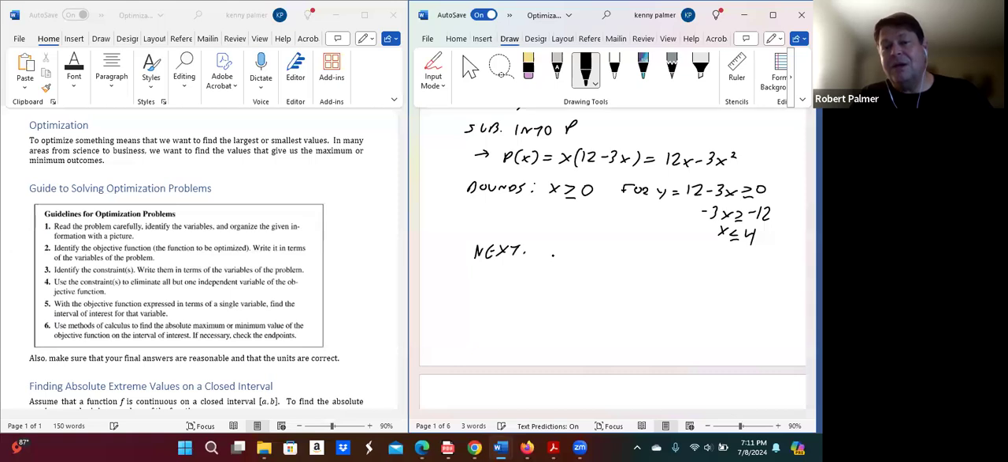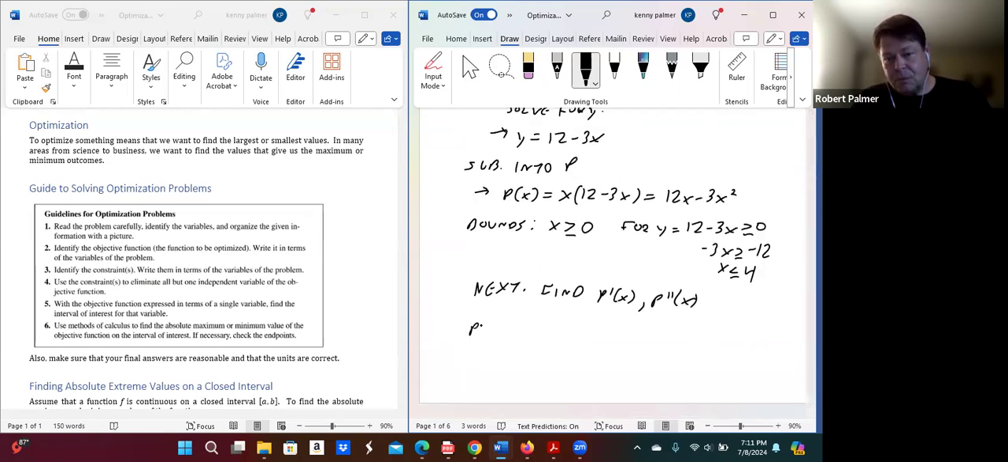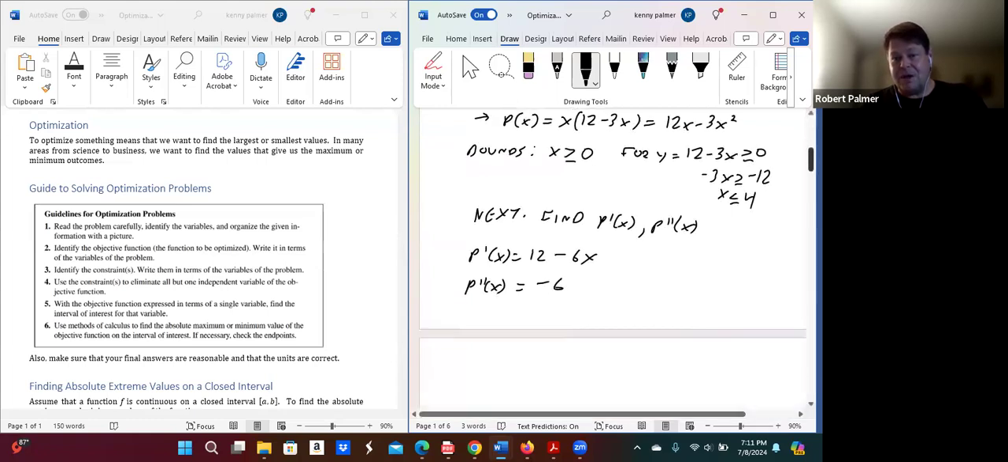Let me say next, let's find the derivatives, p prime of x and p double prime of x. So p prime of x, the first derivative, is going to be 12 minus 6x. And then p double prime of x is going to be just negative 6. Okay, so now next, let's find our critical values.